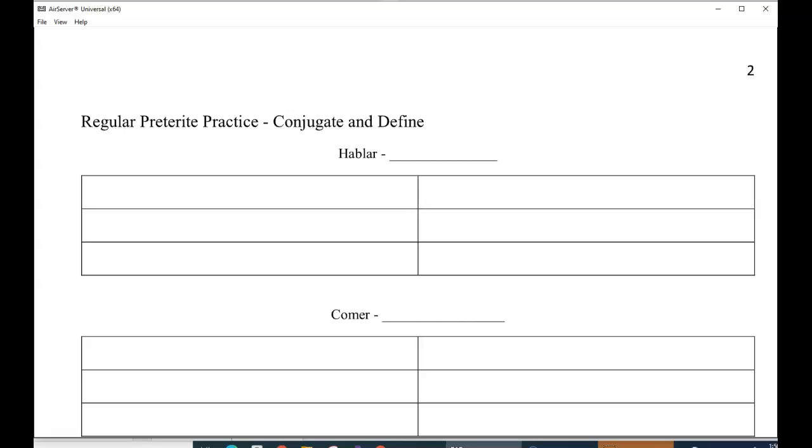The first one we're going to talk about is hablar. We should know by now that hablar means to talk. When we're conjugating verbs in the preterite, we're going to have the same three steps. Step 1 is starting with the infinitive. Step 2 is dropping the ending. And then step 3 is adding the new ending. So my stem for hablar is habl. I can go through and just put habl in all 6 boxes.